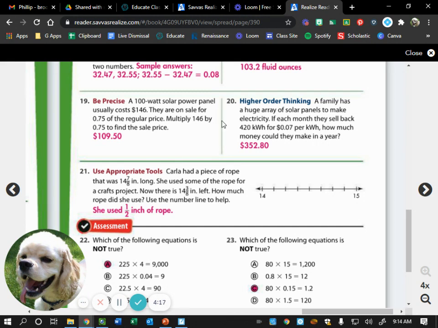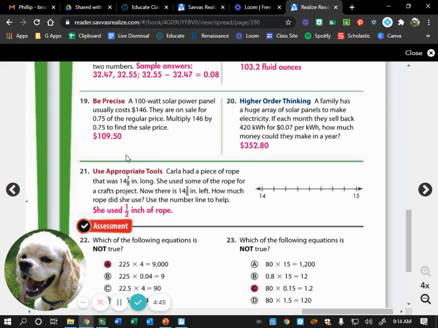Then you would have looked at 146 and 75 hundredths and asked, how many digits are behind the decimal point? There are 2, so you would make sure there were 2 behind your decimal in your answer, and you should not have forgotten that dollar sign, $109.50. That dollar sign is your unit. Questions on number 19. All right.